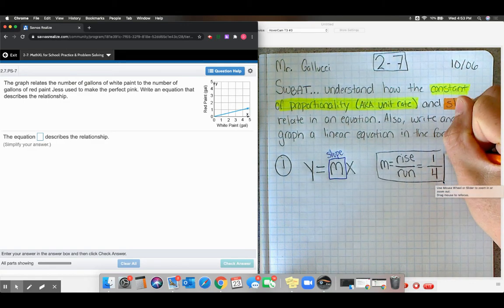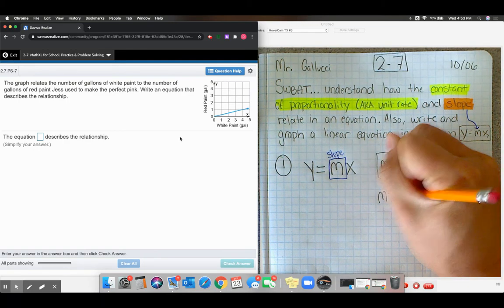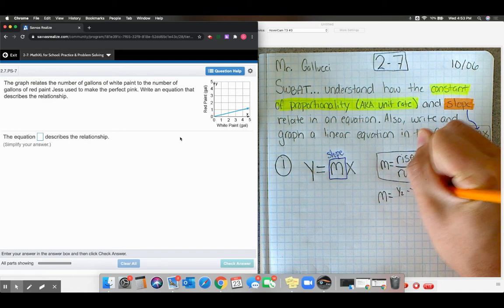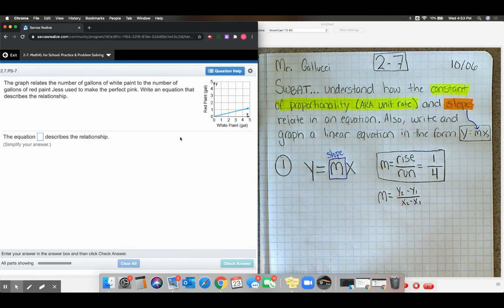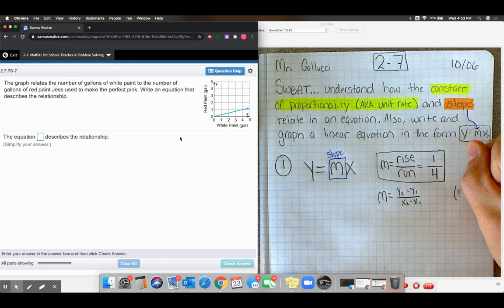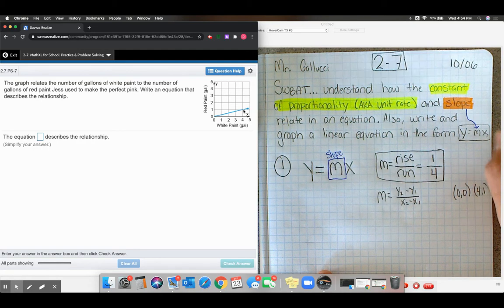If you don't believe me and you're like, Mr. Gallucci, I don't like that rise over run business, I really like the slope formula. Well, okay. Here's our 2 points. 0, 0 is this one, right where my mouse is. And then the other point is 1, 2, 3, 4, 1. 4, 1.